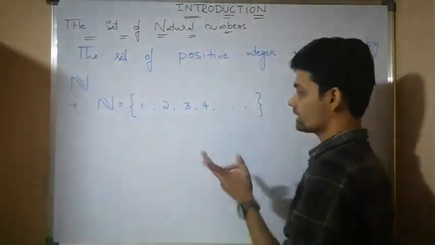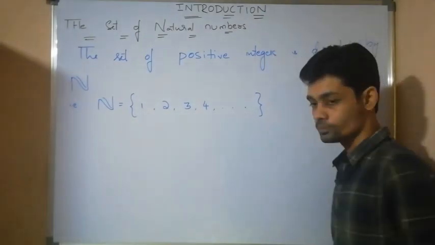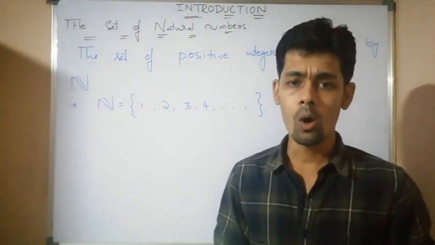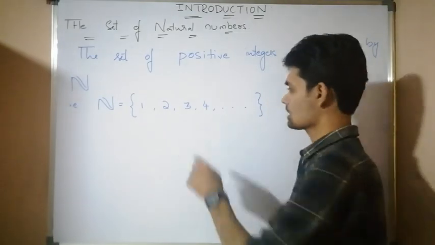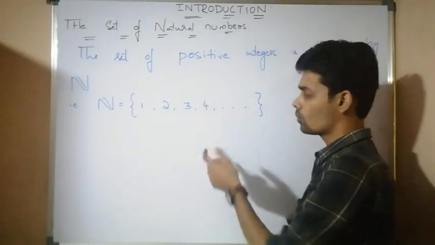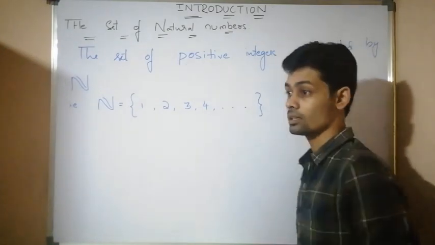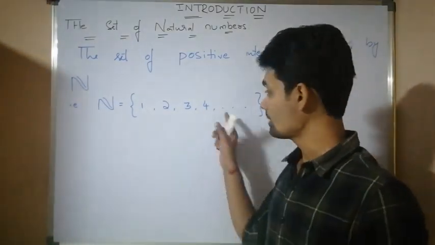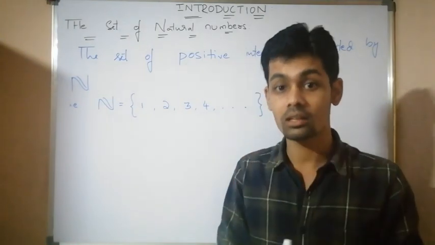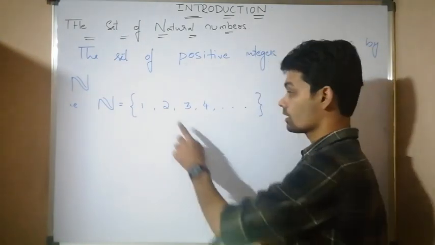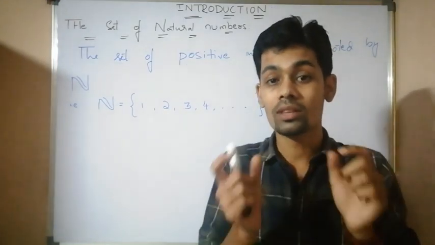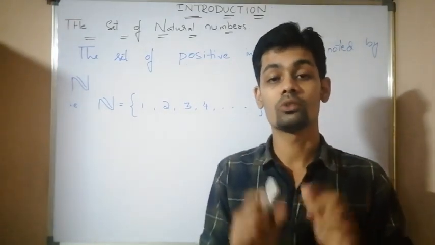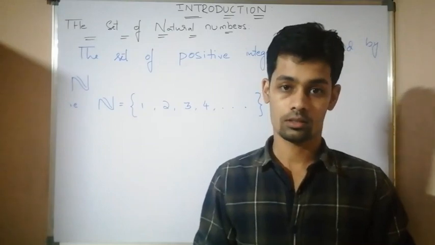For example, if I take 2 and 4 and I say that both numbers have the same successor. What is the successor of 2? That is 3. What is the successor of 4? That is 5. If I say that 3 and 5 are the same, it is not possible. Why? Because 2 and 4 are not the same. Two numbers will have the same successor if and only if those two numbers are the same.